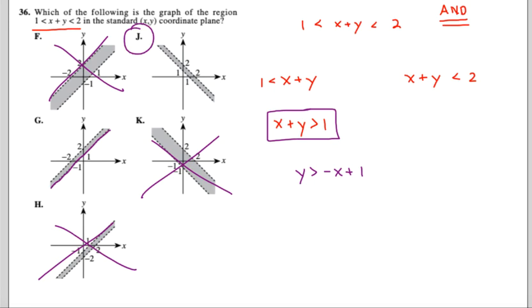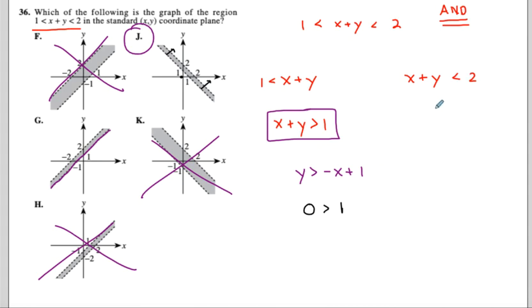But let's think about using a test point. If I take a test point from this graph, I pick the point 0, 0, and see if it makes it true or not true. It'll tell me where I have to shade, either above that line or below that line. When I plug in 0, 0 is actually not greater than 1, so I knew that this point was not in the shaded region. So I would have been shading above that line.